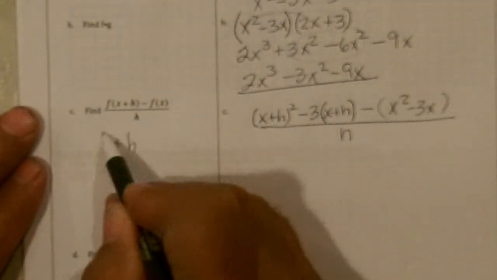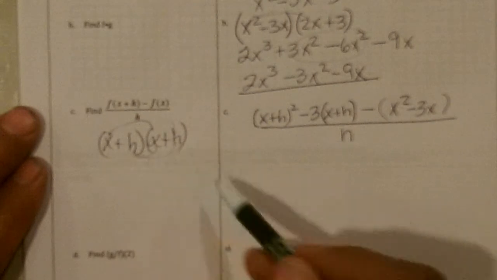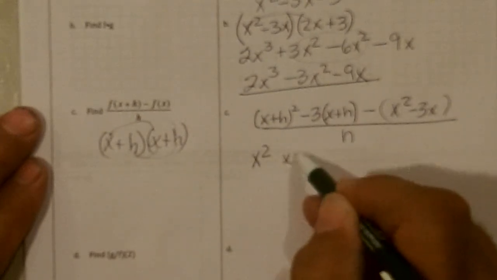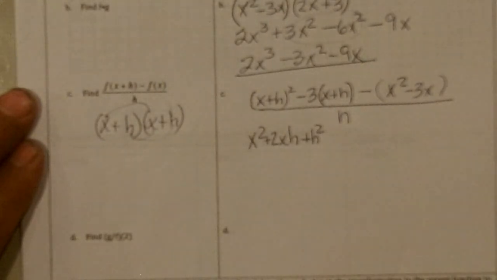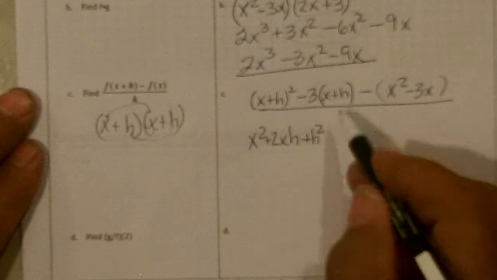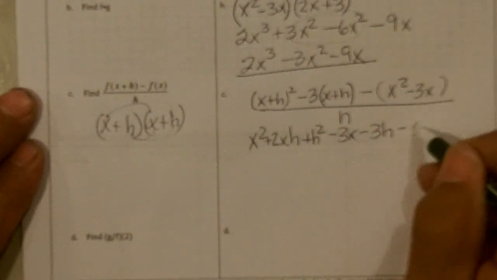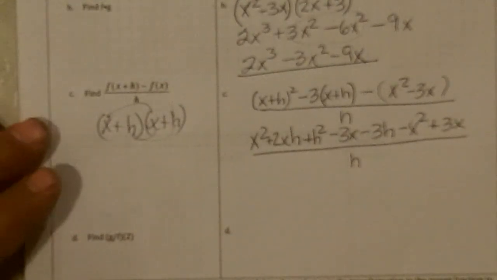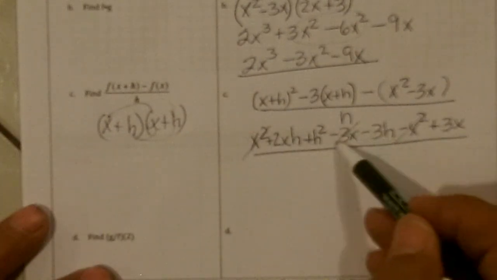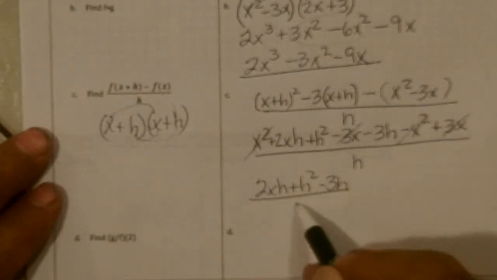Well, x plus h times x plus h squared is x squared plus xh plus xh plus h squared. X squared plus xh plus another xh, that's two xh's, plus h squared. Then minus 3 times this quantity is minus 3x minus 3h. And this minus times those two quantities is minus x squared plus 3x, over h. The x squareds cancel. The negative 3x and the plus 3x cancel. So we have 2xh plus h squared minus 3h, divided by h.